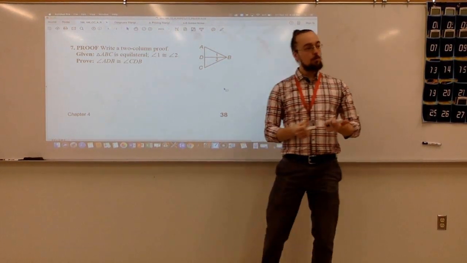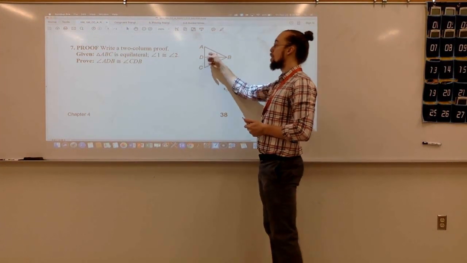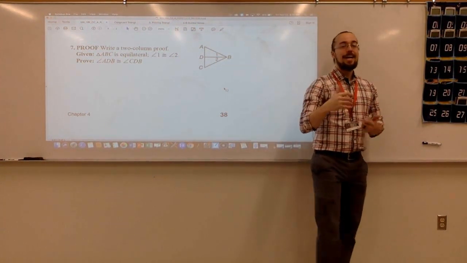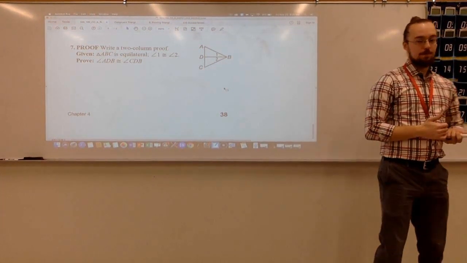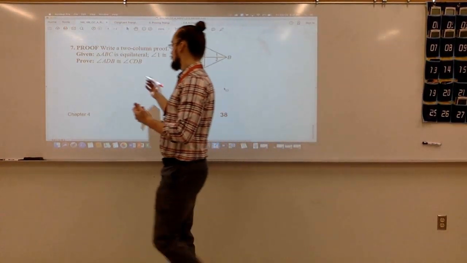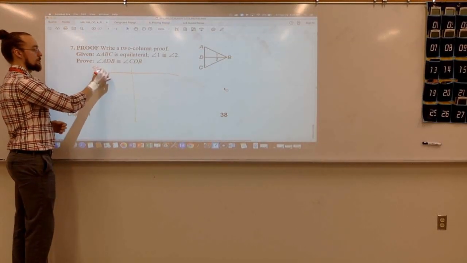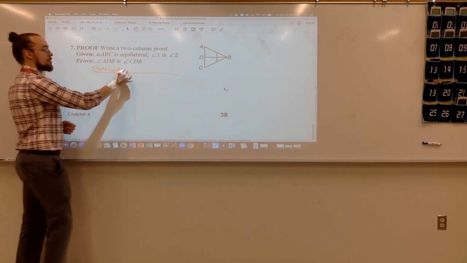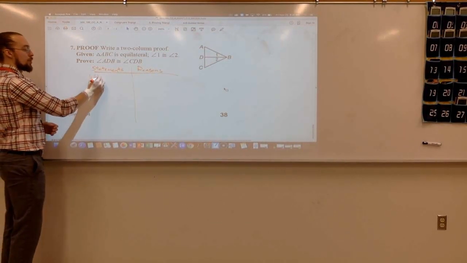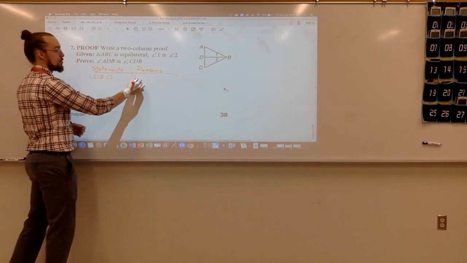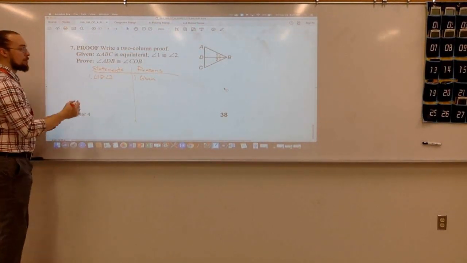So what we actually need to do here is to prove that these two smaller triangles are congruent. Then I can claim that these two angles are congruent by CPCTC. Okay? So let's go through that together here. Okay, statements, reasons. So I know for sure that angles 1 and 2 are congruent. And then I know that ABC is equilateral.